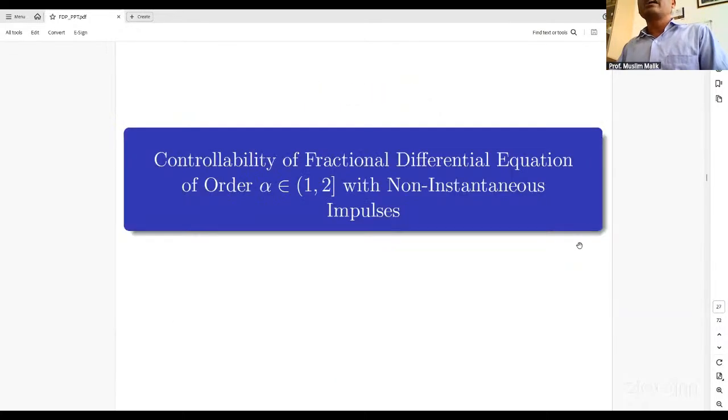So for this, we have another thing, that is a little research-level problem. This is the controllability of a fractional differential equation of order alpha lying between 1 and 2 with non-instantaneous impulses.